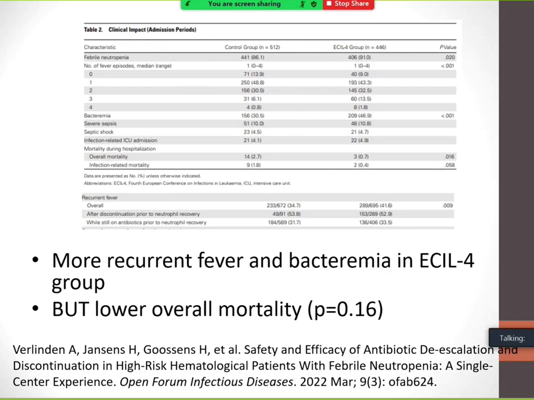But I think it is really interesting. At best, I think early de-escalation is not worse than waiting till neutropenia resolves. But again, the caveat is you have to do a very thorough exam, very thorough history, work things up and try to turn over every stone to find something.